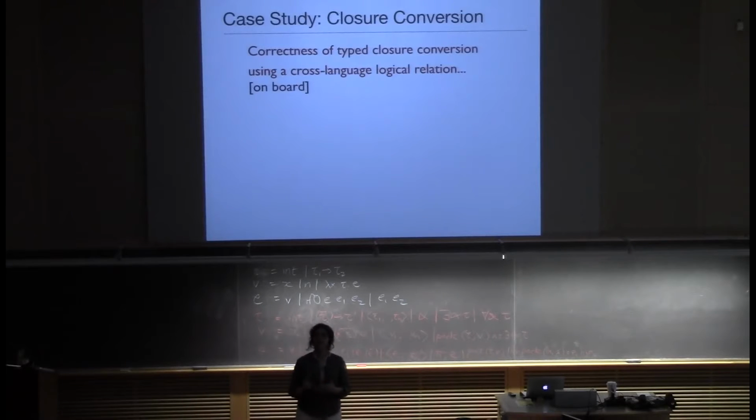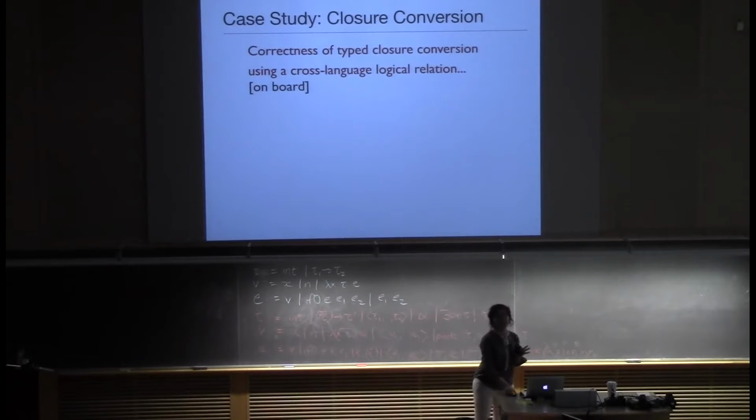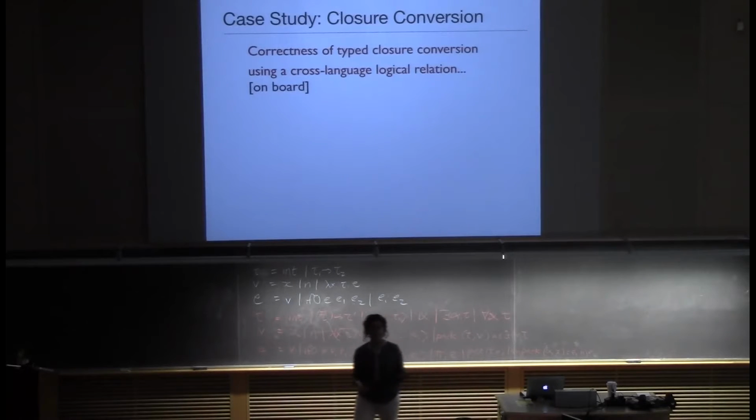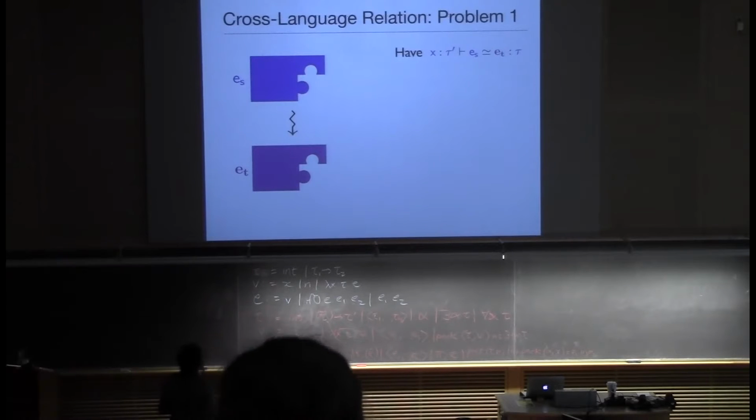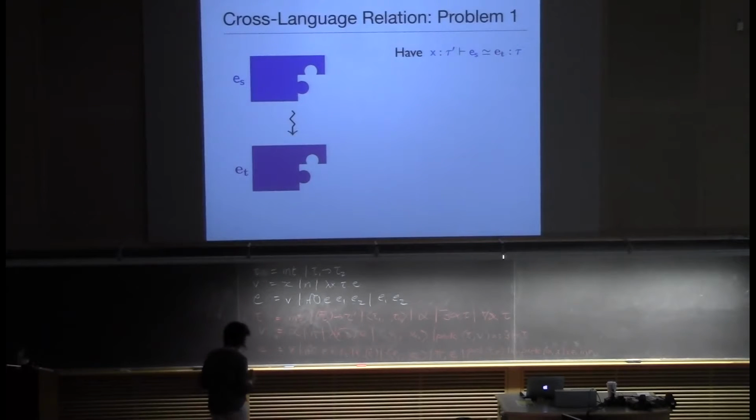So let's see this exercise that we did yesterday using a cross-language logical relation to prove compiler correctness. Let's take a look at what this compiler correctness theorem gives us, if it actually gives us what we were after. Okay? All right. So this was the issue. So now we have a cross-language relation, and as you can see, the title says problem 1. There is a problem.